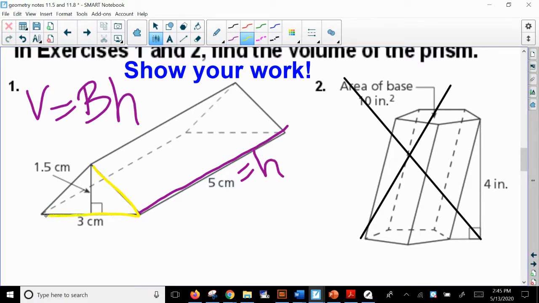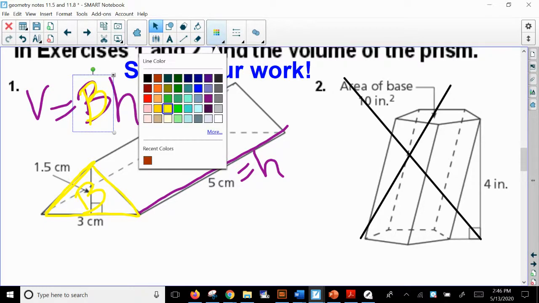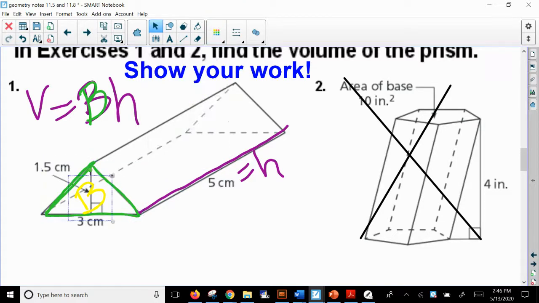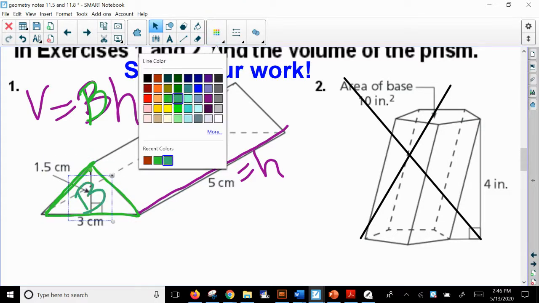Our prism is shaped like a triangle. If I stood it up, it would be standing on a triangle. So all of this is big B. Okay? I'm gonna put big B. Let me change that color. I don't like that color. Let's make it green. Sorry, y'all. I don't know if you heard that.